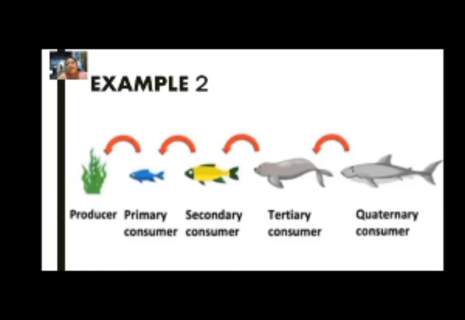Another example is algae, small fish, bigger fish, sea lion, and shark. The small fish eat the algae. The bigger fish eat the small fish. The sea lion eats the bigger fish. The shark eats the sea lions. Algae is the producer. Small fish is the primary consumer. Bigger fish are the secondary consumers. Sea lions are the tertiary consumers, and sharks are the quaternary consumers.